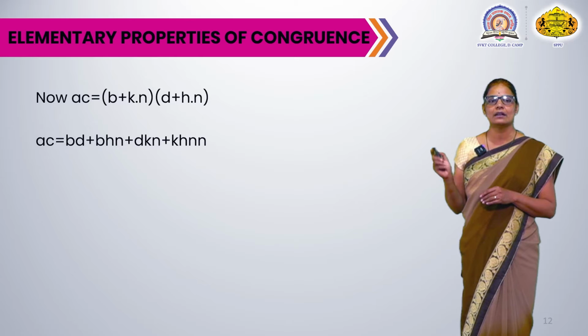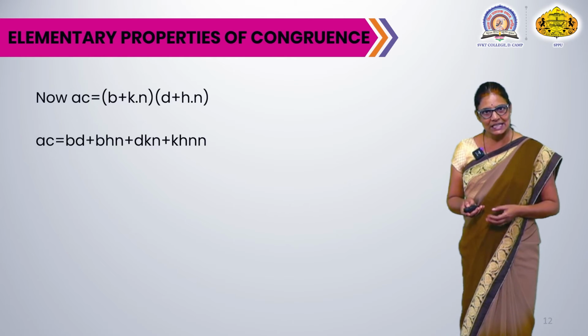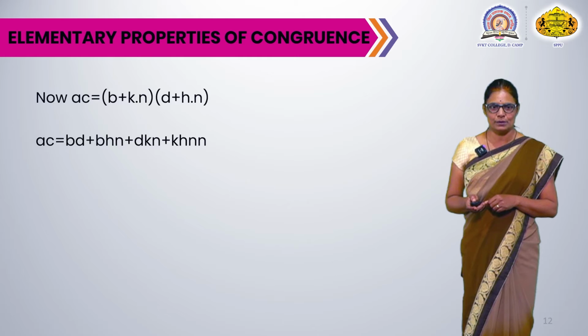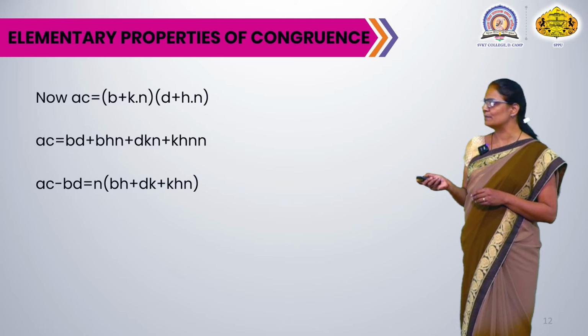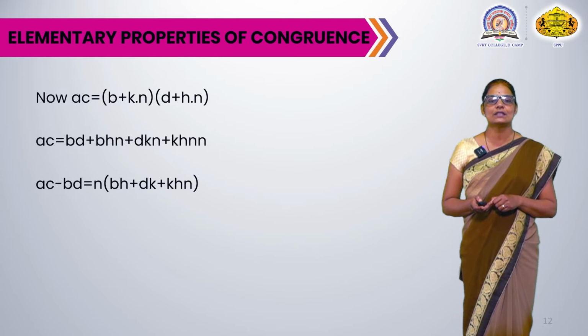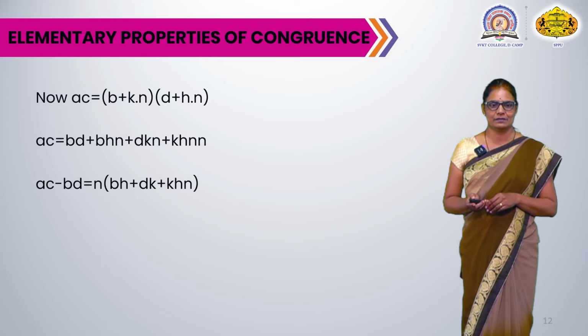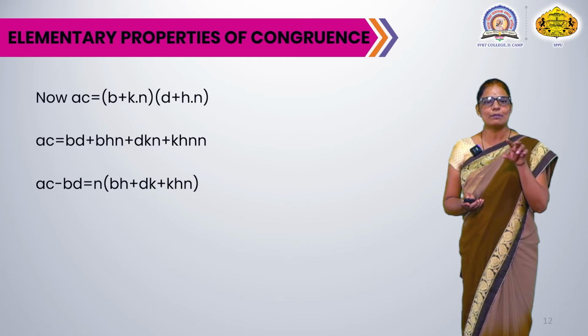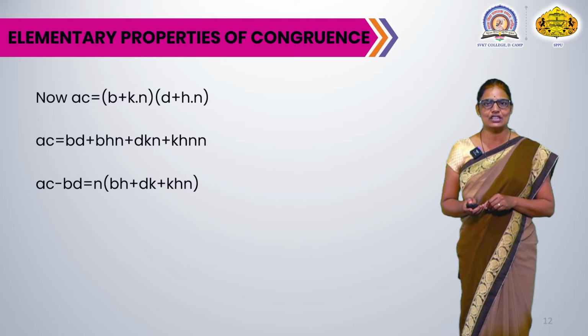After simplifying, we get AC equals BD plus B times HN plus DKN plus KHNN. All these are multiplications. Remember here A, B, C, D, K and H are all integers. Now take BD to the other side. It gives AC minus BD equals N times (BH plus DK plus KHN). We take N common here. So the difference is a multiple of N, because the second bracket, BH plus DK plus KHN, is a whole integer.